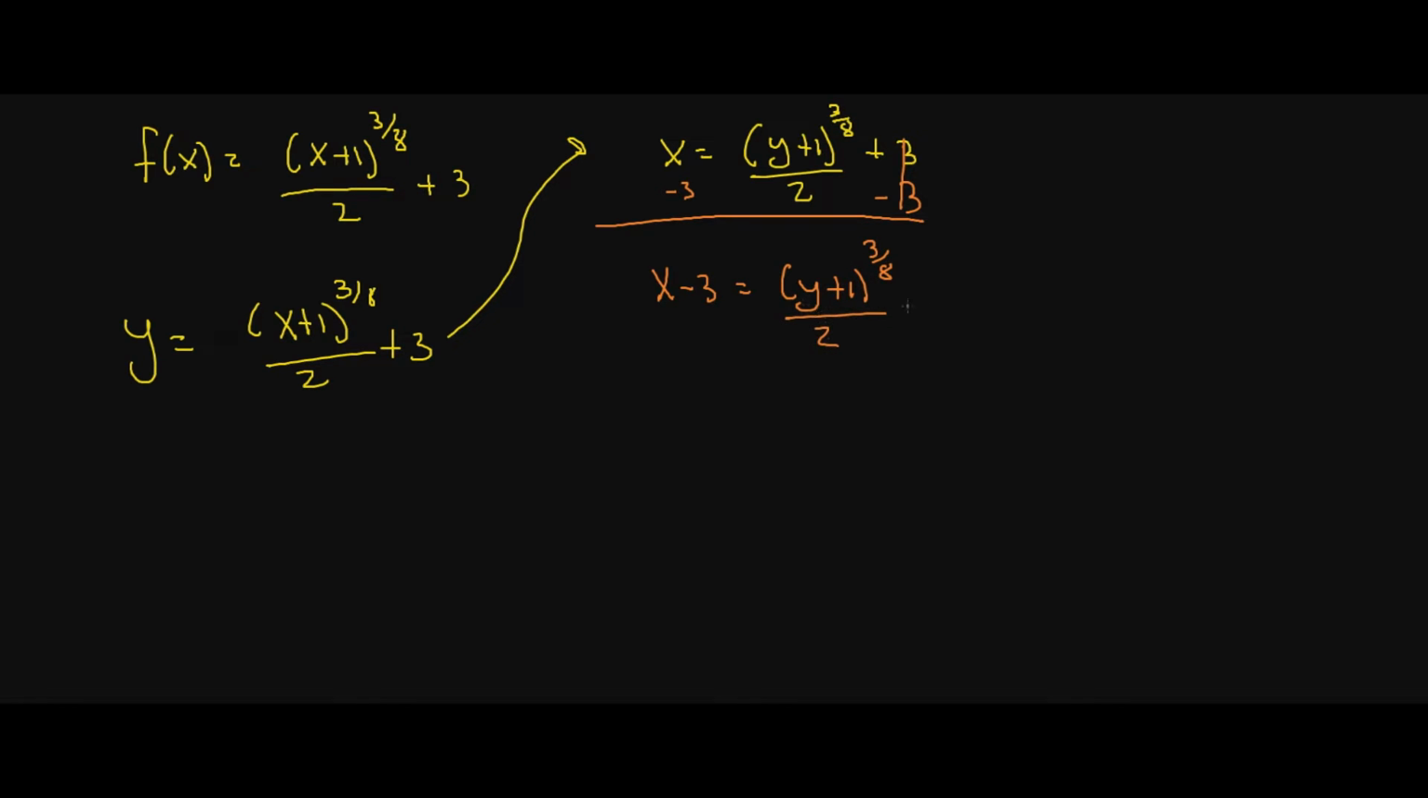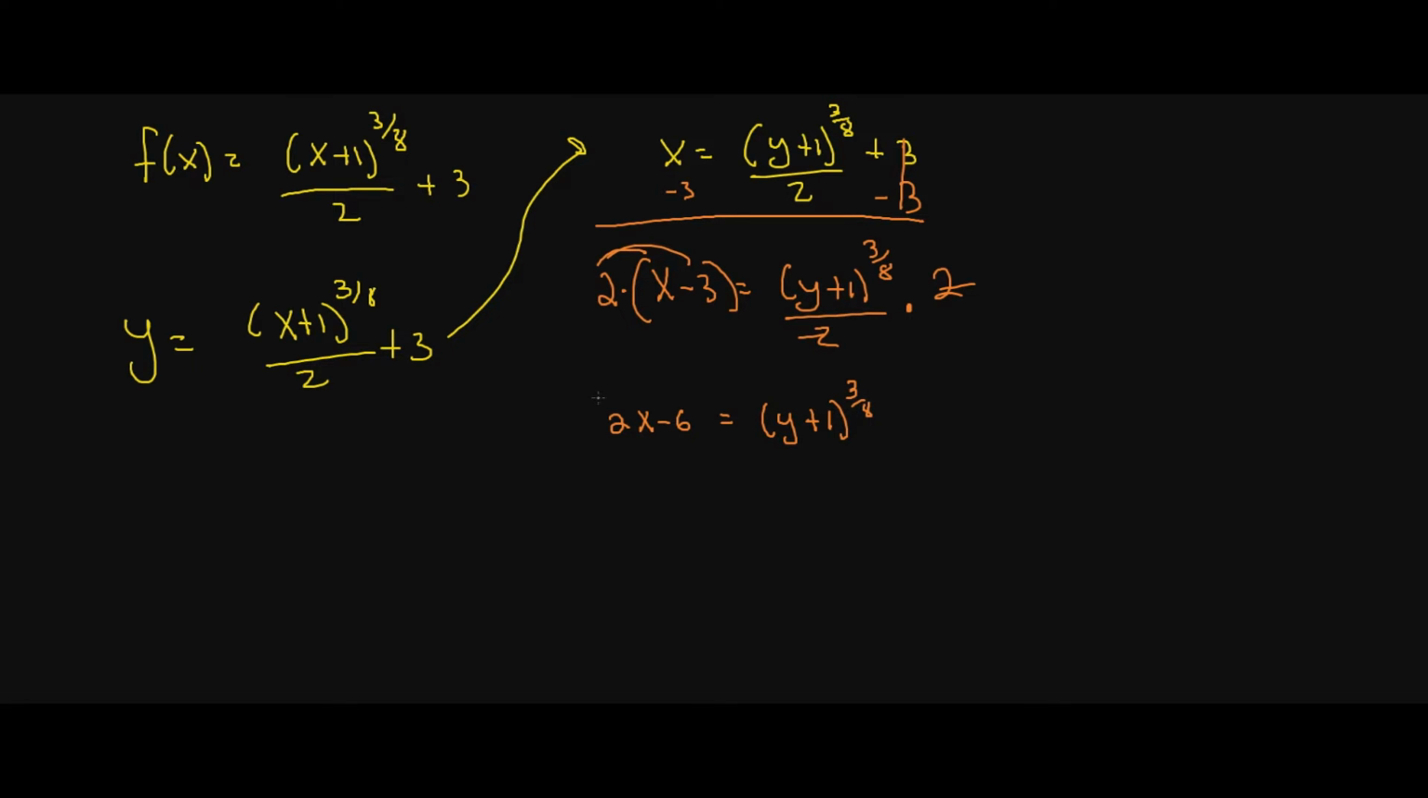Well, what do we do to get rid of the division by 2? We multiply by 2 to both sides. And when I multiply 2 to both sides, I like to put a set of parentheses there. Boom, boom, gone. Okay, let's go ahead and just distribute this across. We're going to get 2x minus 6. 2 times x is 2x. 2 times negative 3 is a negative 6, my friends. And we are left with y plus 1 raised to the 3 over 8.